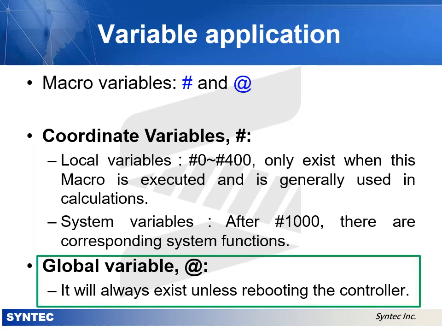The global variable will always exist unless you reboot the controller. For example, if we assign a new value to variable number 1 in A macro, the value will be the same when using it in B macro. So if you're editing the macro, in general, use the coordinate variable first.